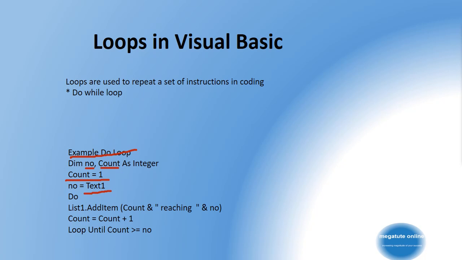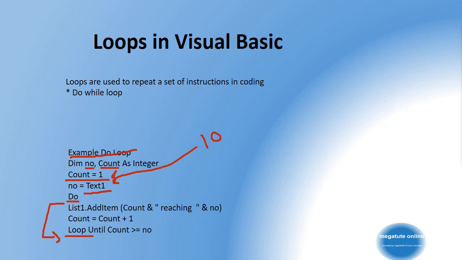From the user, I have taken a value, any random value, from text box 1. Suppose the user has given 10 into this text box 1. So now I'm running a loop, Do. Here the loop is starting, and till here the loop goes on. So whatever is between these two statements will get repeated that many number of times.